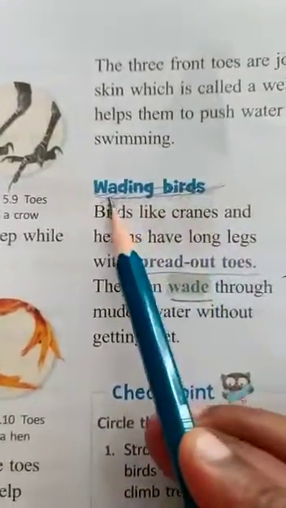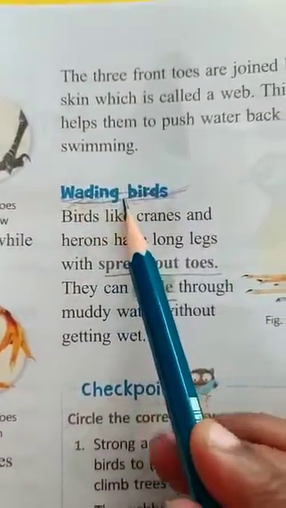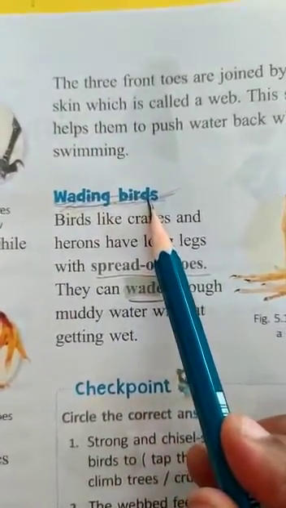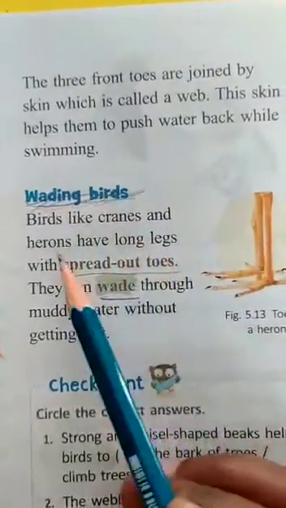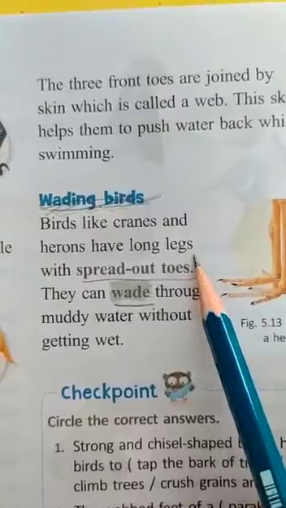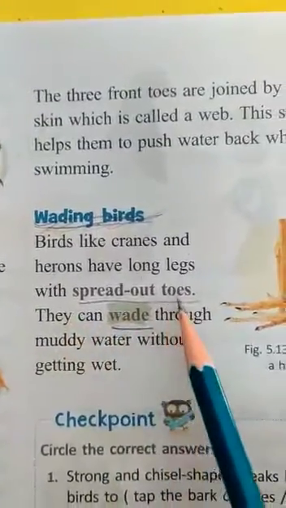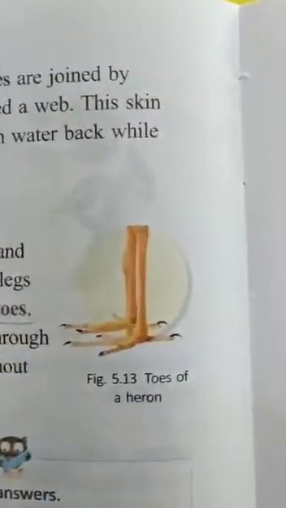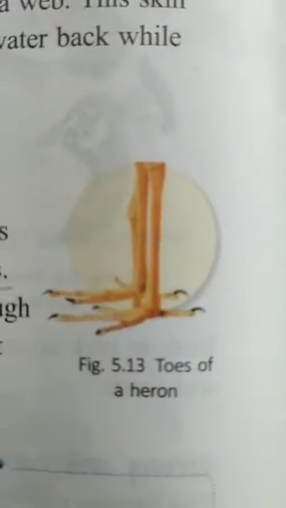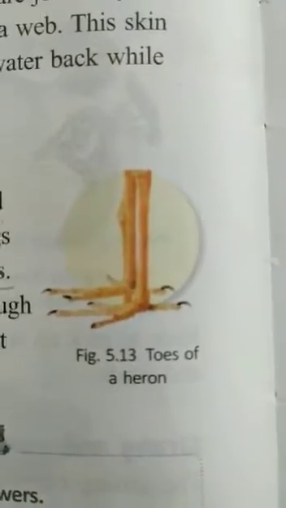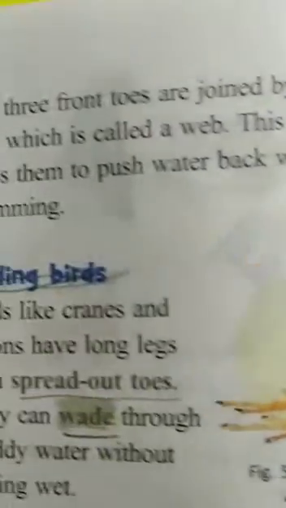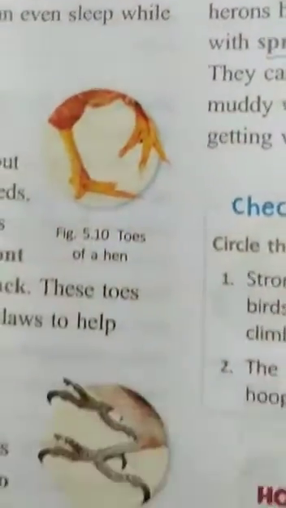Next one is wading birds. Wading. W-A-D-I-N-G. Birds. Birds like cranes and herons have long legs with spread out toes. Are you seeing this, children? They have long legs and spread out toes. Long legs. See, others are not this much long, right?